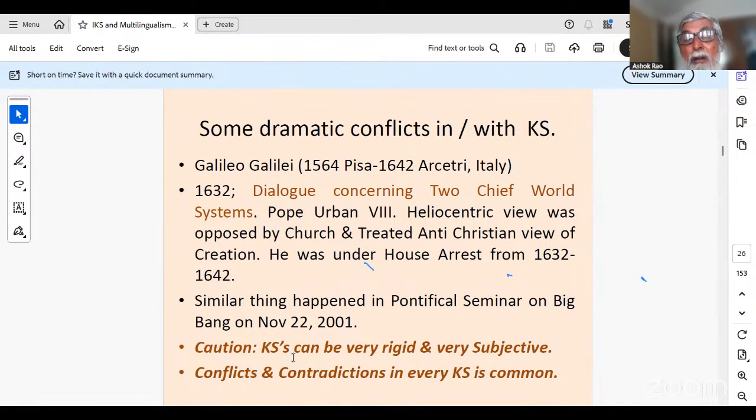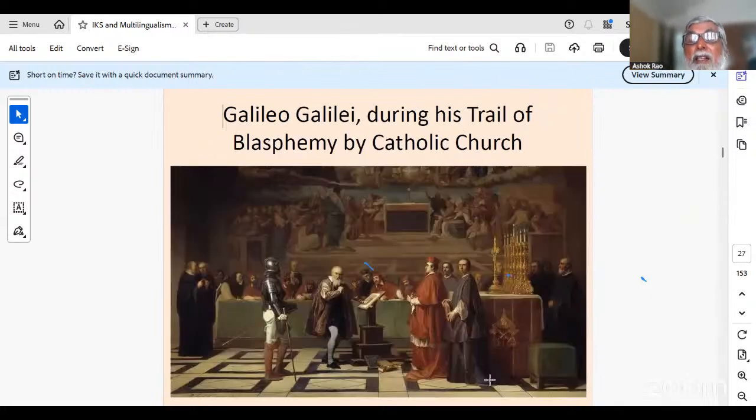You have to be very careful that every knowledge system can be very rigid and very subjective, depending on who says it. Conflicts and contradictions in every knowledge system are very common. The greatness of a knowledge system is not that it doesn't have conflict or contradiction, but the way it handles its conflict and contradiction. That is the greatness of a knowledge system. See here, this is an interesting painting of Galileo trying to defend himself against charges of blasphemy. This is the Vatican order. And very similar things happen everywhere.